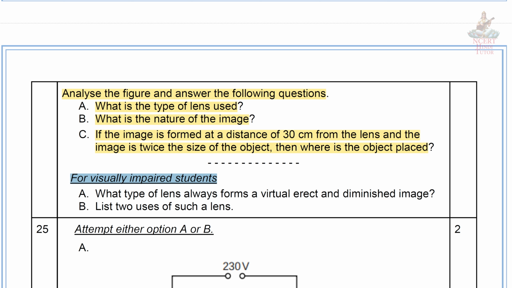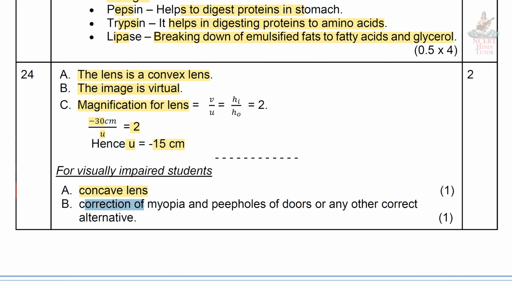For visually impaired students, A. What type of lens always forms a virtual, erect and diminished image? Answer. Concave lens. B. List two uses of such a lens. Answer. Correction of myopia and peepholes of doors, or any other correct alternative.